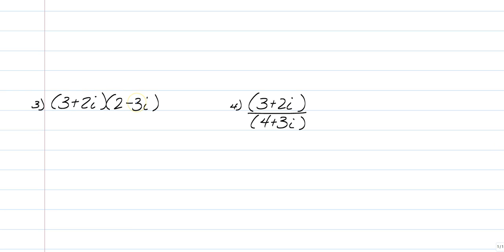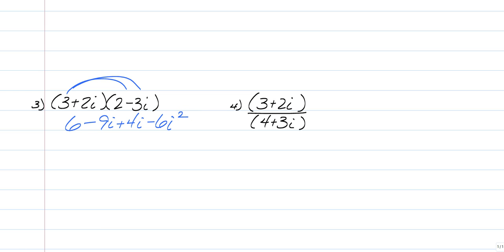So for this, we would just FOIL it or multiply it, double distribute, whatever you call it. So we would just say 3 times 2 is still going to give us our 6. 3 times a negative 3i is going to give us a negative 9i. And then we would work with our 2's. 2i times 2 is going to give us a 4i. And 2i times negative 3i would end up giving us a negative 6i squared.